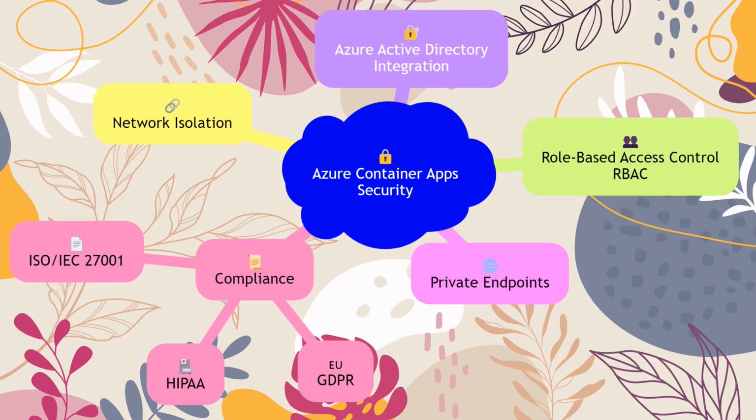Azure Container Apps provides robust security and compliance features to protect your containerized applications. These features include network isolation, role-based access control, RBAC, and integration with Azure Active Directory for authentication and authorization. Additionally, Azure Container Apps supports private endpoints, allowing you to securely connect your container apps to other Azure services. The service also complies with various industry standards and regulations, such as GDPR, HIPAA, and ISO IEC 27001, ensuring that your applications meet the necessary security and compliance requirements.